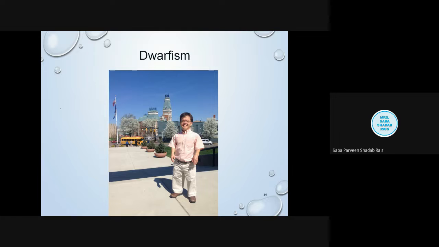Swayed lower back means what will happen? Their back will curve forward like this. If it is the body, so this will happen. Their back will look like this. That is called a swayed lower back. And adult height will be only 3 to 4 feet. What is the normal human height? 5 to 6 feet. But in this case, their adult height will be 3 to 4 feet.